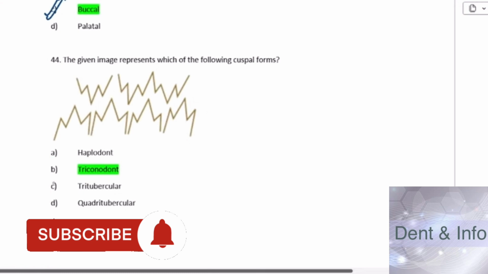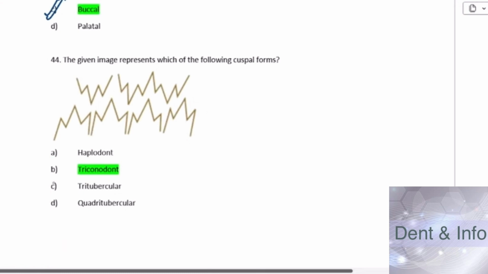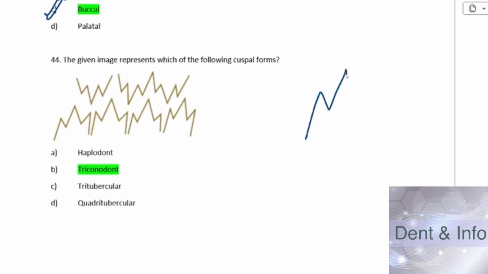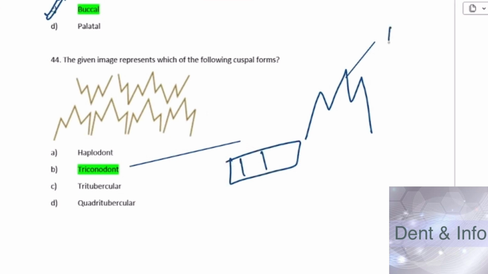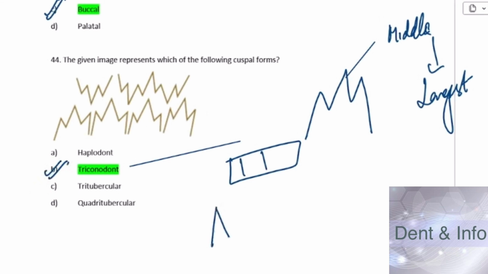Next, the given image represents which of the following cuspal forms. Now here the individual tooth is made up of three cones, so that is triconodont, wherein the three cones are present in the same line, anterior to posterior, and the middle one is the longest, right? So this is triconodont. Haplodont will be just one cone, a single cone. Tritubercular, three cones but occupying three angles of a triangle. Quadritubercular, four angles of a quadrilateral.